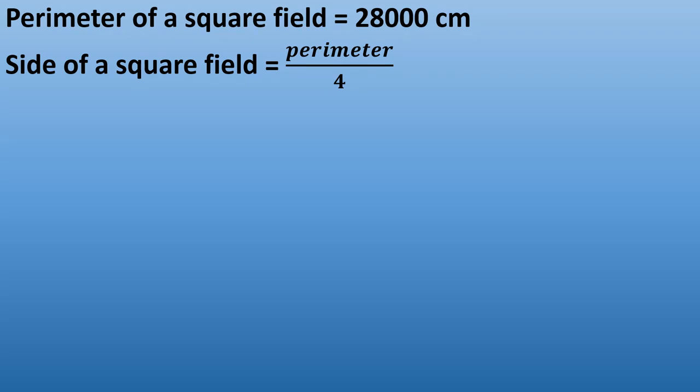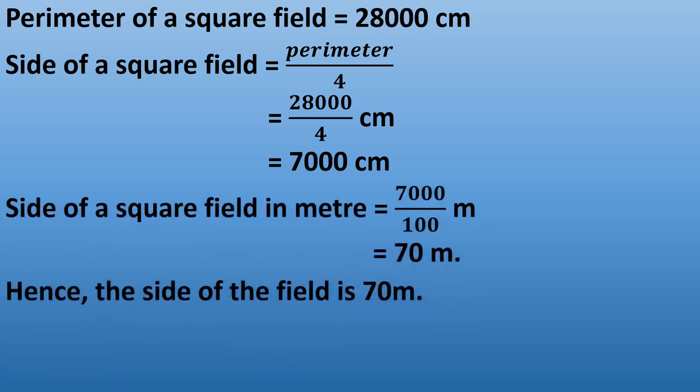So what is the formula to find out the side of a square? It is perimeter divided by 4. That is 28,000 divided by 4, which is equal to 7,000 centimeter. But they have asked in the question to find out the side of a square field in meter. And here we have 7,000 centimeter.